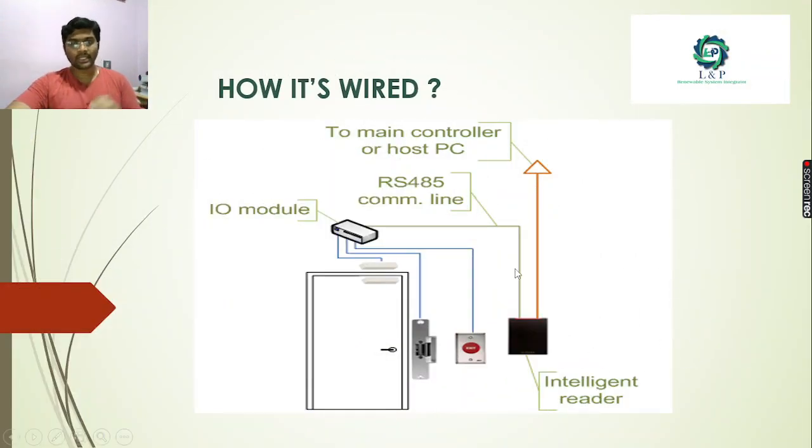So as we told earlier, there are so many ways we can program it. Say for example, if you are using any intelligent readers, directly we can connect those readers to the PC. And with the IO modules, that is nothing but the input and output module, we can connect all these equipments. We can connect all the input and output devices with the help of RS-485 communication line.